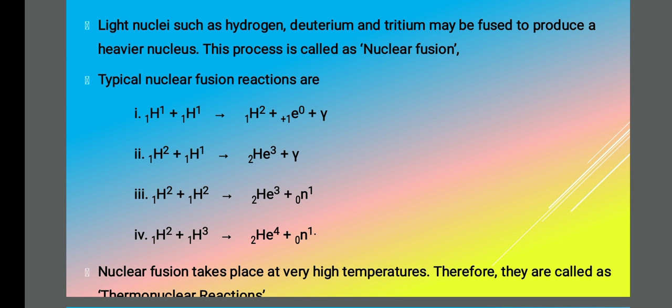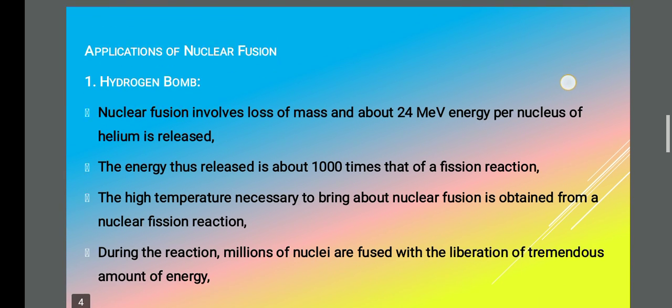I'll explain the thing once again. The first step is two hydrogen combine to give deuterium plus positron plus gamma radiation, or one deuterium plus one hydrogen combine to give helium 3 plus gamma radiation, or two deuterium combine together to give helium 3 plus neutron. If not, one deuterium and one tritium combine together to give helium plus neutron. Since nuclear fusion takes place at very high temperature, they are also called thermonuclear reactions.